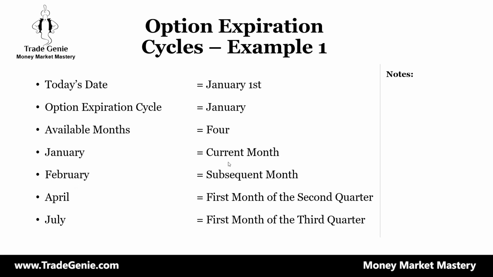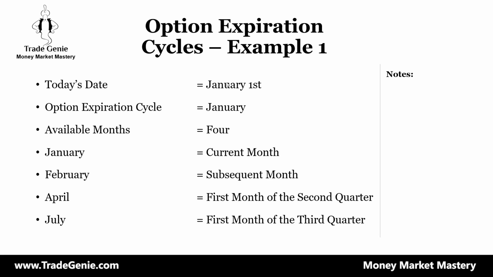If January is the current month, let's say we are on January 1st, then January becomes the current month, so you will see January expiry. But the rule is that we also need the subsequent month, which will be February, so you will see February listed there. The other 2 months you will see are April and July, because these are the first month of each quarter. So January is the option expiration cycle.